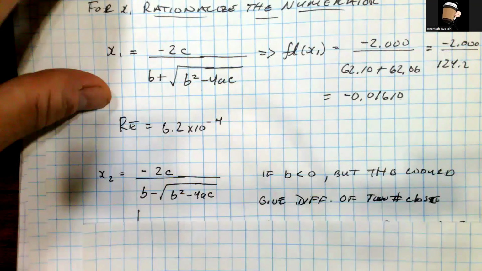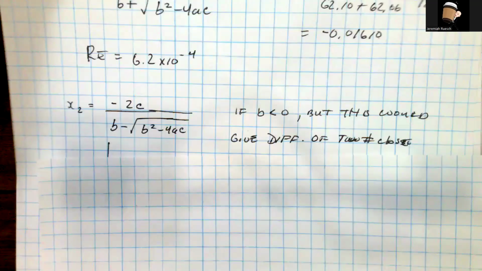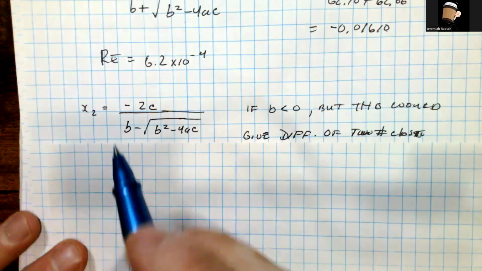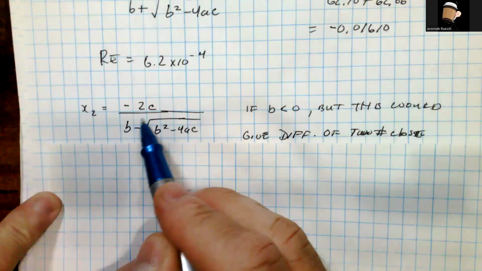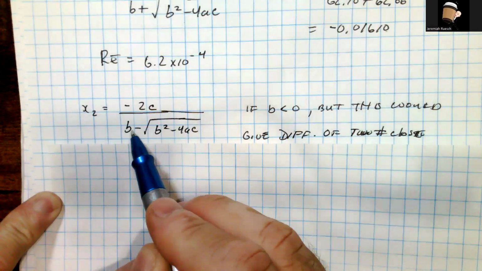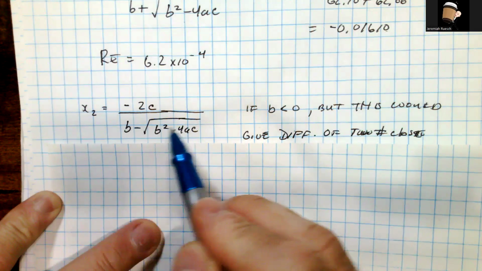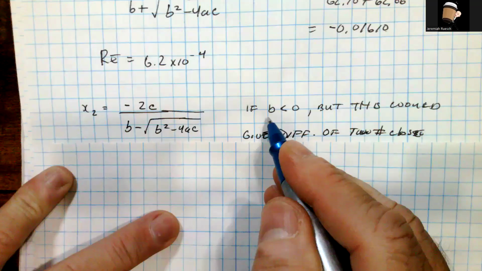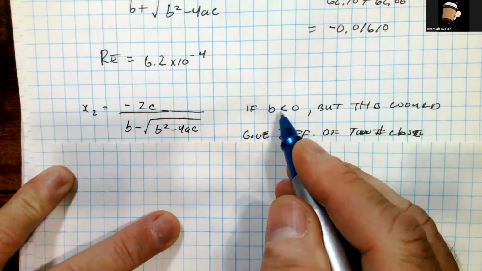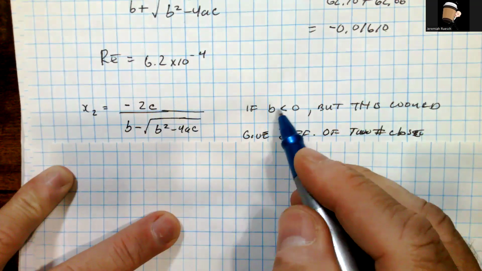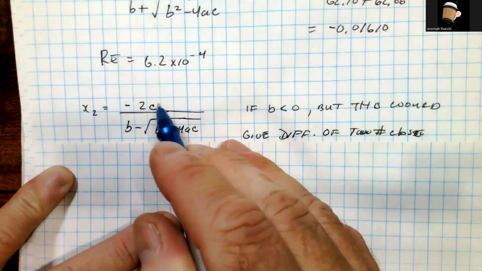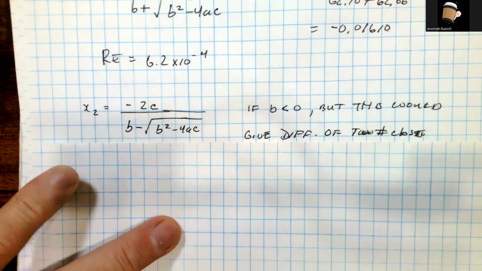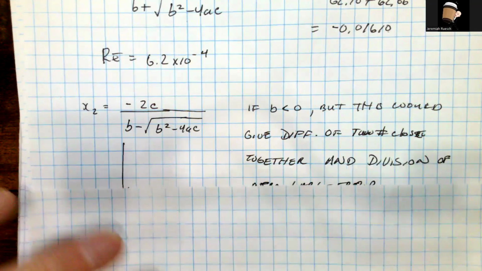All right, so it's also interesting to note that if you thought, well, maybe if it works so well on the first one, let's try it on the second one, right? So x2 is negative 2c divided by b minus the square root of b squared minus 4ac. So rationalizing that x2 denominator, we would get this. Now, this would be a good idea to use if our b term had been negative, right? So if b is less than 0, this is the form that you should use to reduce that error. But let's see what happens if we don't, right?